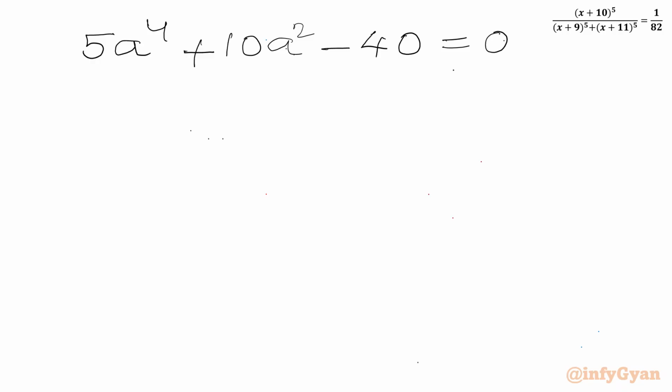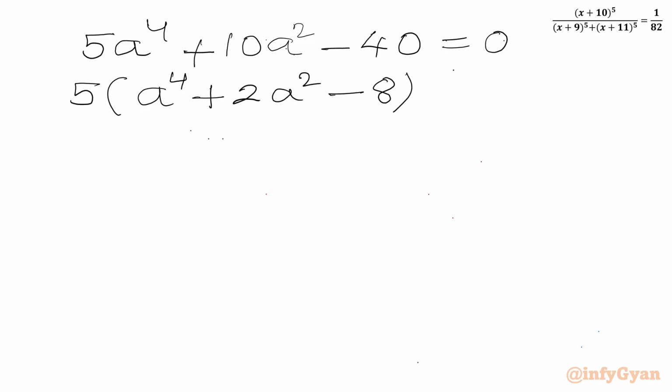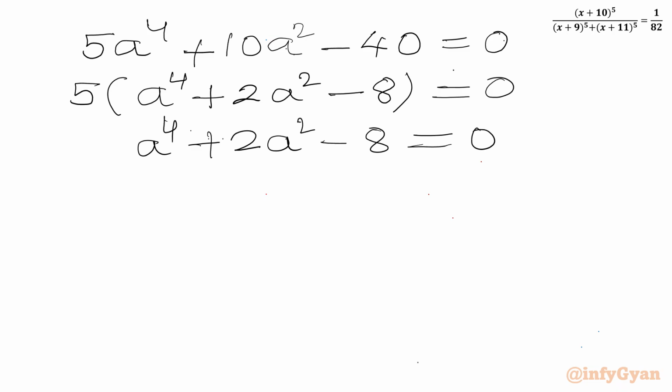Now the equation is divisible by 5, or we can take 5 common out. So I will get a power 4 plus 2a square minus 8 equal to 0. Or I can write a power 4 plus 2a square minus 8 equal to 0.